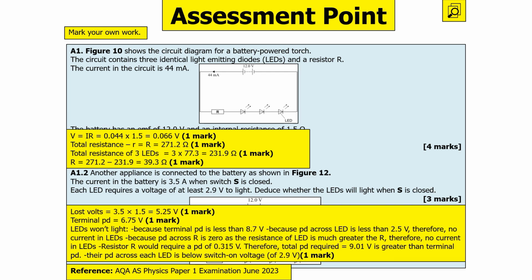Now, in this next question, we know that lost volts is going to be equal to current times internal resistance. So we work it through to be 5.25 volts. We therefore know our terminal PD is our EMF minus the lost volts, so it's 6.75 volts. Now, the LED won't light because the terminal PD is therefore less than 8.7 volts. Because the PD across the LED is less than 2.5, there'll be no current in the LEDs, because the potential difference across the resistor is 0, as the resistance of the LED is much greater than that of the resistor. So therefore there's no current in the LEDs.